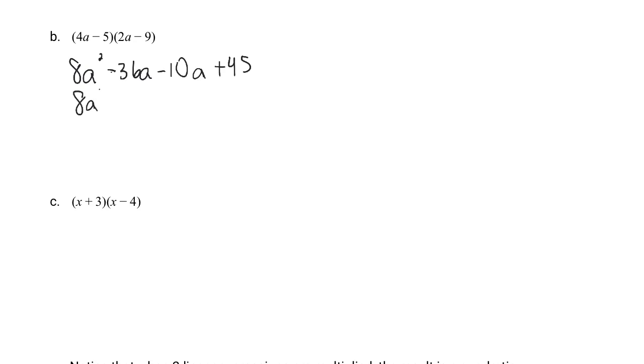Combine like terms. 8a squared stays 8a squared. Negative 36 minus 10. They have the same sign, so we add them together and put a negative in front. Negative 36 and negative 10 is negative 46a. And then plus 45. We did it. Last one. Do it on your own.